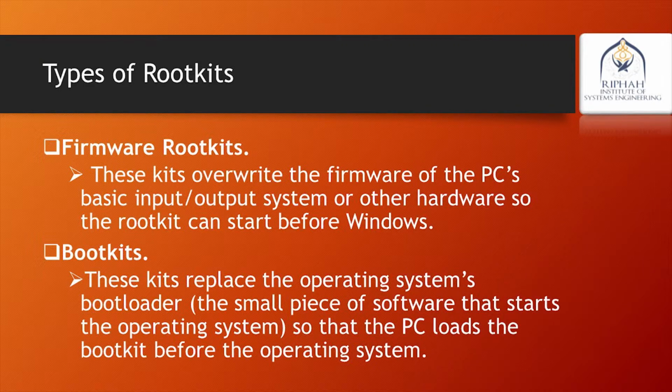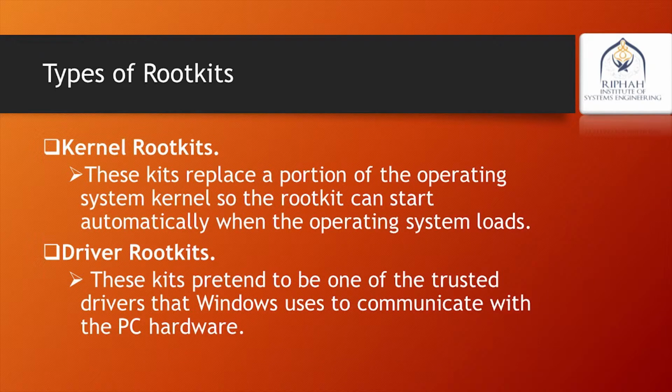Now, what types of rootkits are being practiced? Types of rootkits. Firmware rootkits. These kits overwrite the firmware of the PC's basic input-output system or other hardware so the rootkit can start before Windows. Bootkits. These kits replace the operating system's bootloader, the small piece of software that starts the operating system, so that the PC loads the bootkit before the operating system. Kernel rootkits. These kits replace a portion of the operating system kernel so the rootkit can start automatically when the operating system loads. Driver rootkits. These kits pretend to be one of the trusted drivers that Windows uses to communicate with the PC hardware.